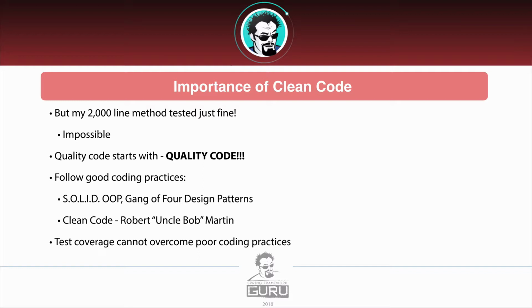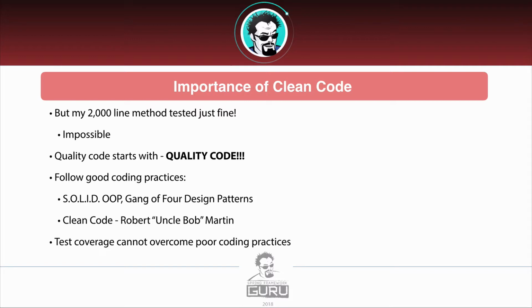Within that single method that needs to be broken down, refactored into smaller, more manageable chunks. Now, my second bullet point there is quality code starts with quality code. And you need to be following good coding practices. I can't teach everything in this course. We are specifically on testing, not object-oriented programming or good patterns or anything like that. But you want to be doing solid OOP, just good OOP in general.